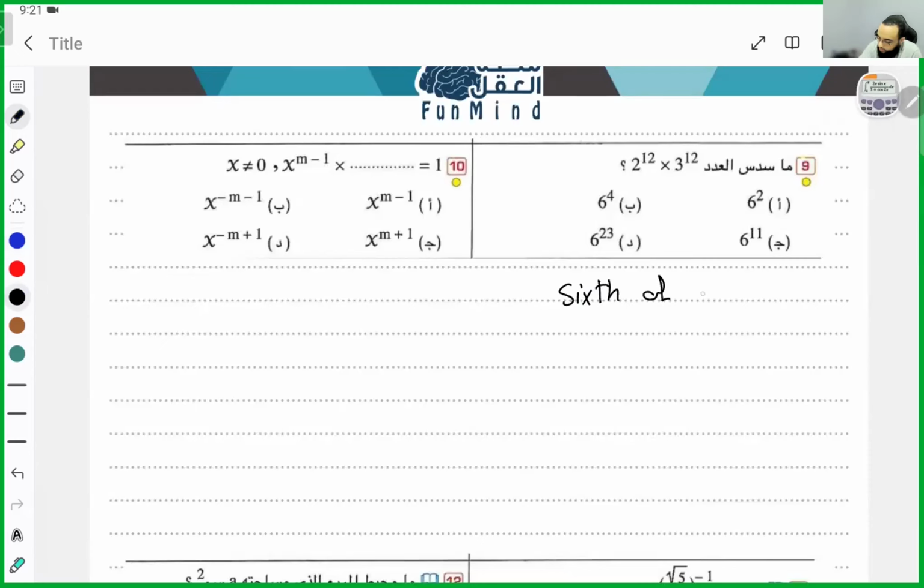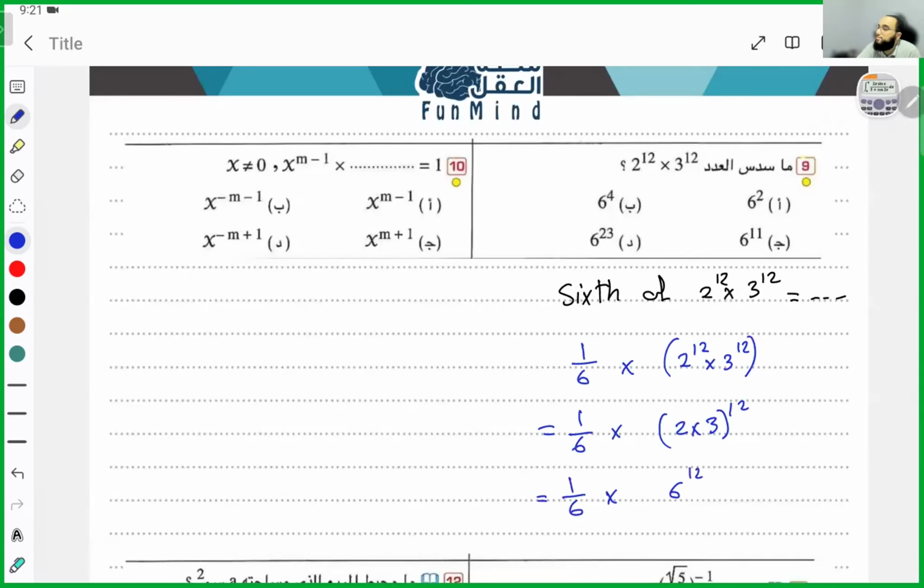And the same: 1 over 6 times 2 to the power of 12 times 3 to the power of 12. Take care. Look, 2 times 3 is 6, so it's 6 to the power of 12. So right now it's 6 to the power of 12 divided by 6 to the power of 1, which is 6 to the power of 11.